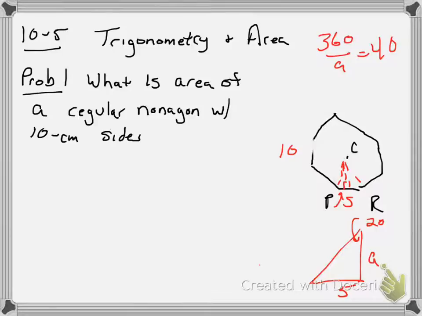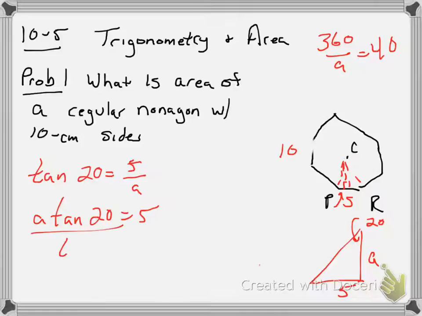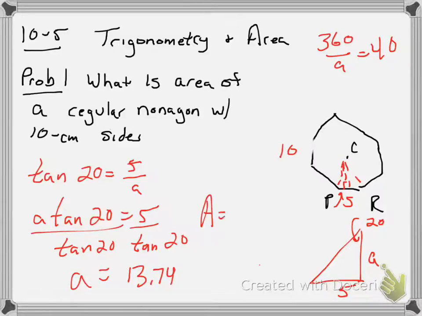Well, we have opposite, we have adjacent, so it's the tangent of 20 degrees equals opposite, which is 5, over adjacent, which is A. Multiply both sides by A: A tangent of 20 equals 5. Divide both sides by the tangent of 20, and A equals 13.74.